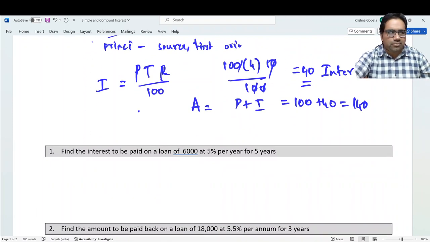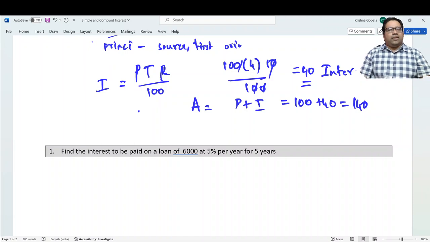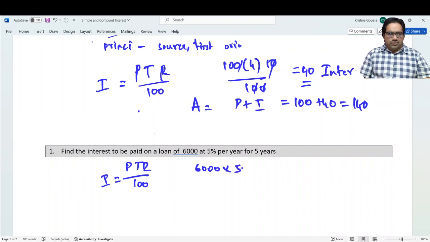Let's do some simple problems on simple interest. Find the interest to be paid on a loan of 6000. P, T, R by 100. This is the interest. I equal to... what is P here? P is 6000, into how many years? 5 years. Into what is the interest rate? 5%. 5% by 100. Okay, 0, 0 is gone.